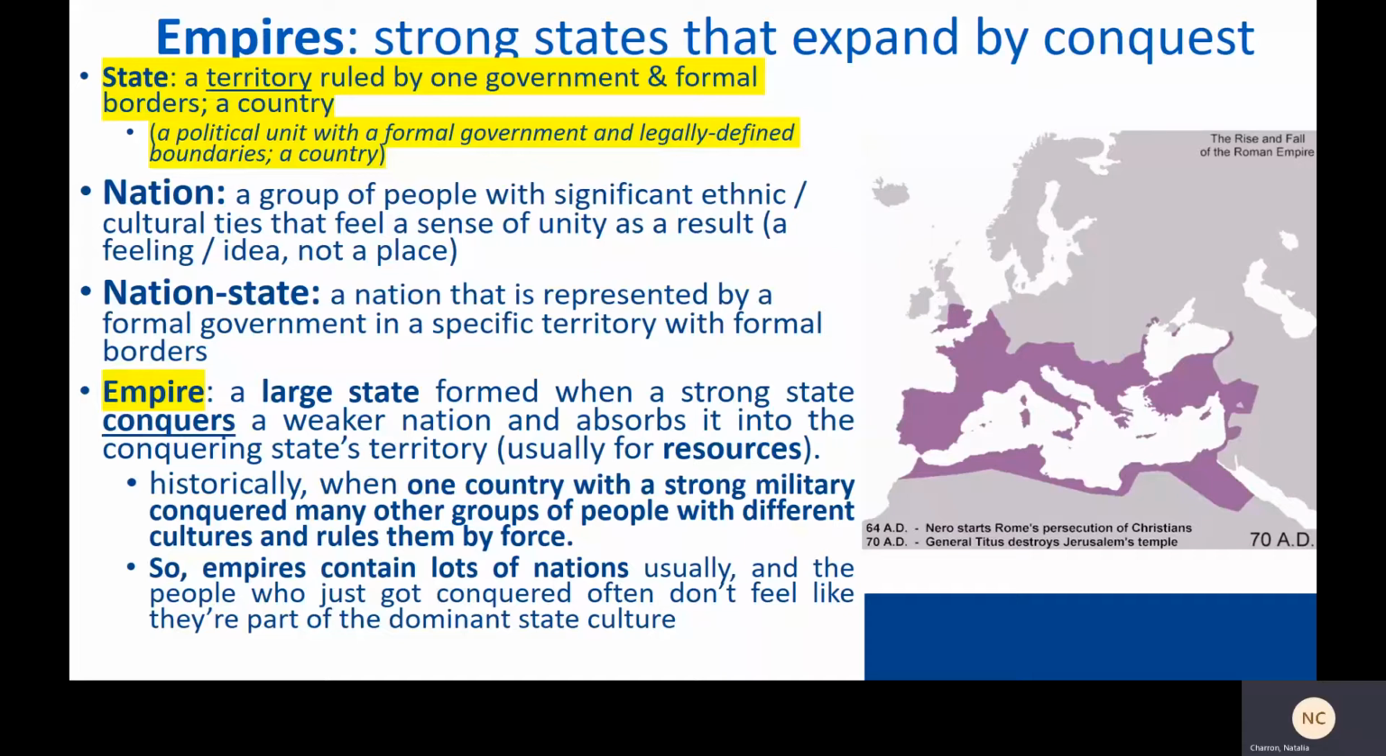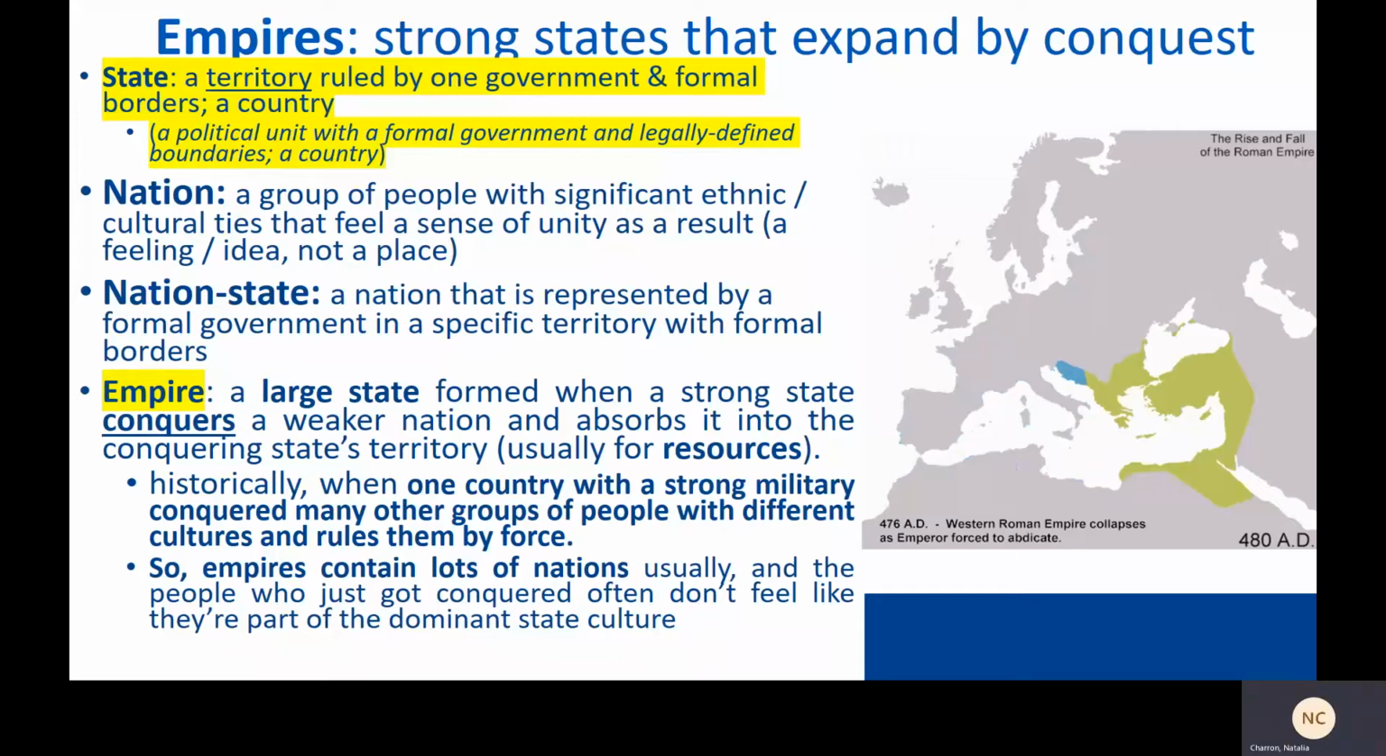Empires are different. Empires are large states that form when one really, really strong state conquers weaker nations and absorbs them into their territory. Usually this happens for resources. Usually empires will give you much nicer sounding ideas that justify this kind of conquest. But conquering stuff, it's violent. It means going where someone else lives, killing a bunch of people, taking their stuff, and claiming ownership over them and the place that you just conquered.